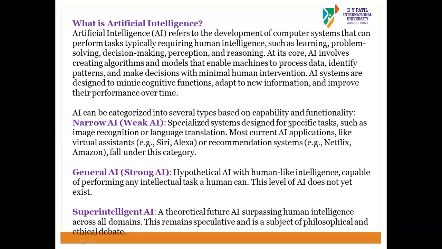Then second, we have general AI, which is strong AI. It is a hypothetical AI with human-like intelligence. It is capable of performing intellectual tasks that humans can perform. At this level, we are creating systems in such a way that decisions a normal human cannot take can be taken based on these algorithms.